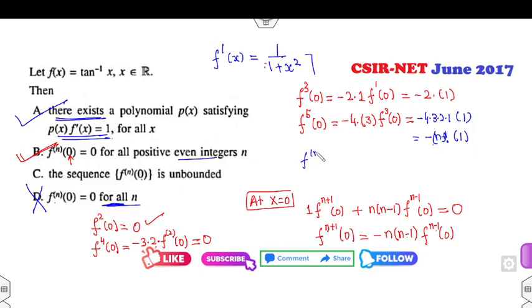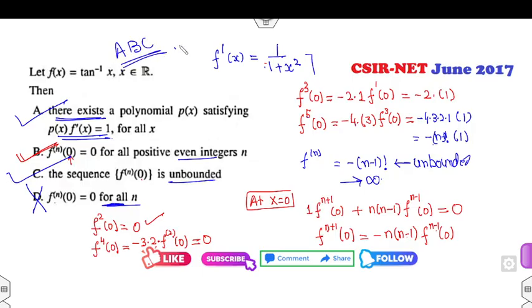Similarly, if you take it as n, it will be n minus 1 factorial, and clearly this is unbounded. Why? You can see it goes to infinity, and yes, it is unbounded. So A, B, C are the right answers of this problem.